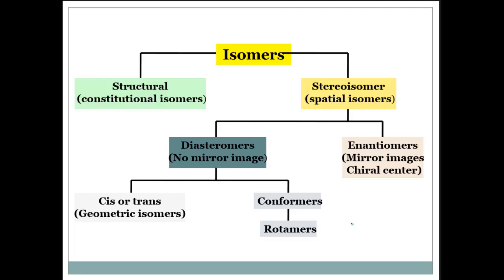So if we break isomers down to give you a visual, we have structural and constitutional isomers, and we have stereoisomers. Stereoisomers can be broken down further into enantiomers, ones with a mirror image and a chiral center, and diastereomers with no mirror image, such as cis or trans geometric, or conformers or rotamers.